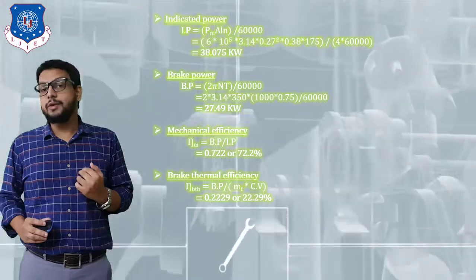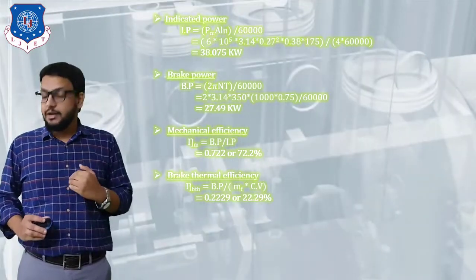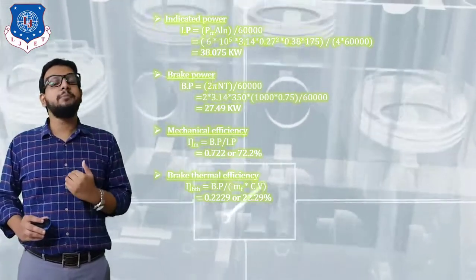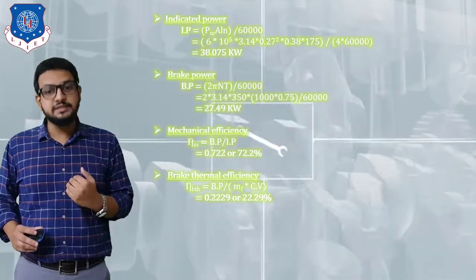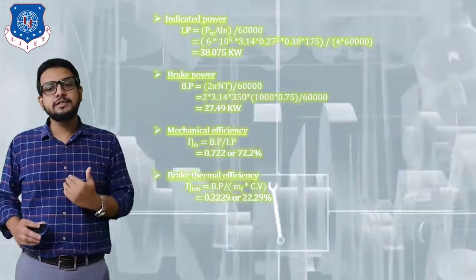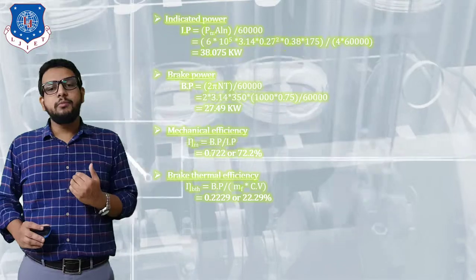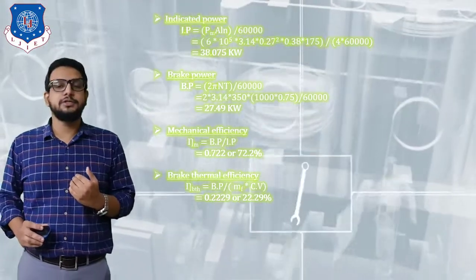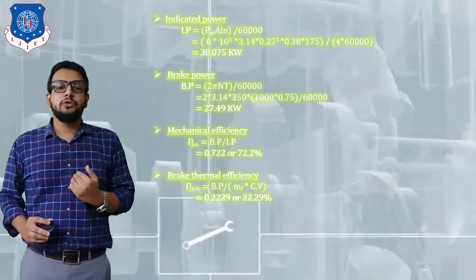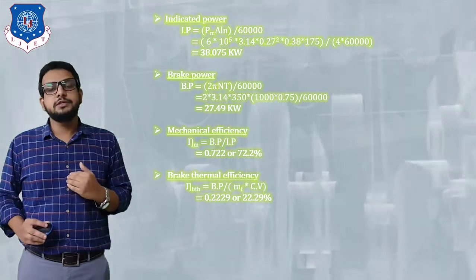So we know the formula of brake thermal efficiency. It is denoted by eta BTH. It is equal to brake power upon MF into CV. So the final answer is 22.29%. Okay, so I hope that you are clear with this solution.